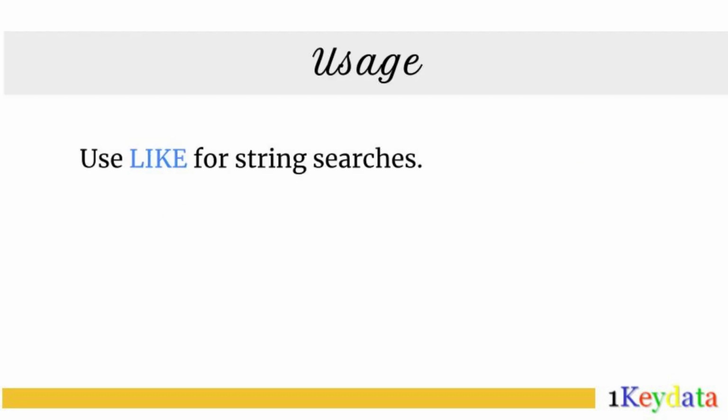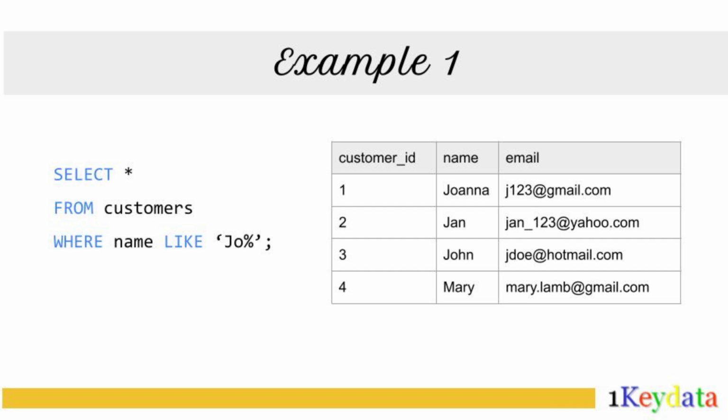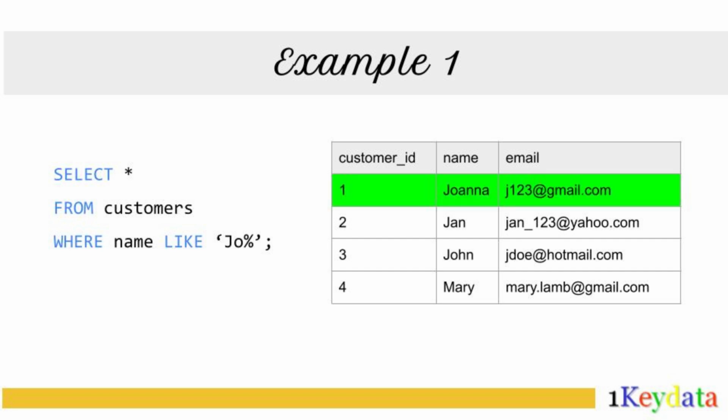LIKE is an operator in SQL used to search for patterns in string data. Wildcards make this even more powerful by allowing flexible matching. The two main wildcards are % and underscore. The % wildcard matches 0 or more characters. For example, LIKE 'Jo%' finds names starting with Jo, like Joanna or John.